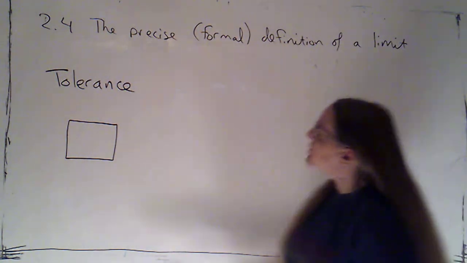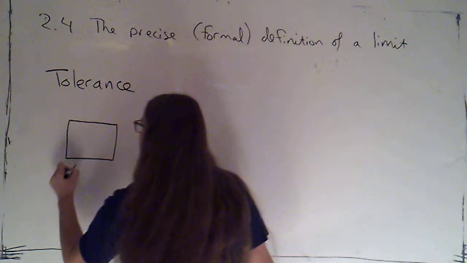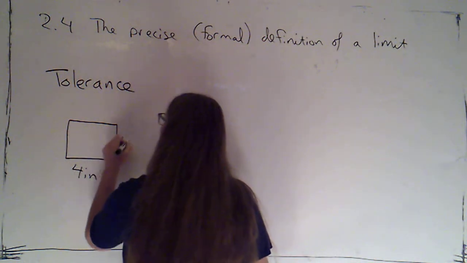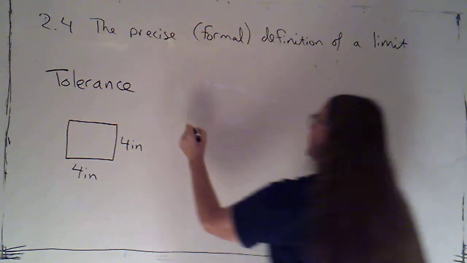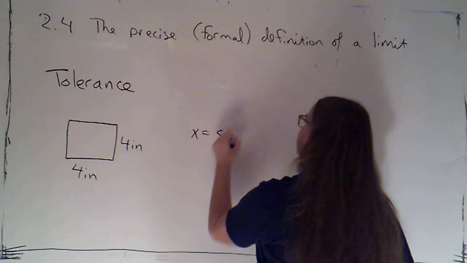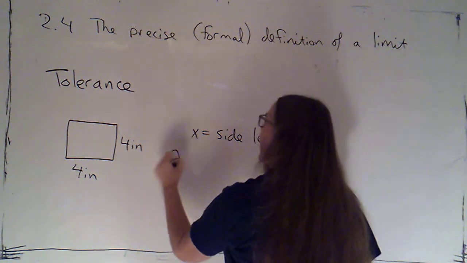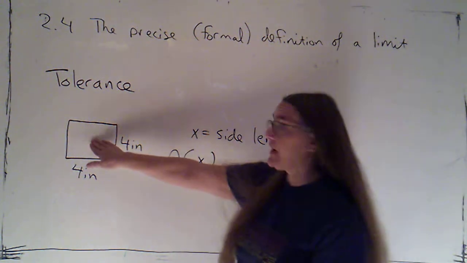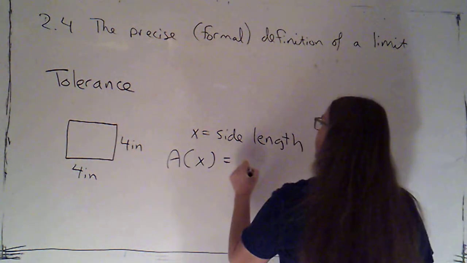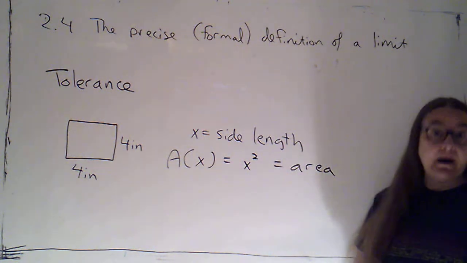Okay, so we're going to be manufacturing coasters in the shape of squares. And let's just suppose that we want it to be 4 inches on each side. Okay, so I'm going to let X be the side length. And then A, which is a function of X, is going to be the area that I have here. So that would be X squared, and that's our area.